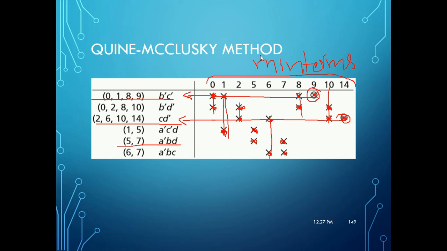Okay, so now the final expression is F equals B bar C bar plus C D bar plus A bar B D. Here B bar C bar plus C D bar are the essential prime implicants, and A bar B D is a non-essential prime implicant. This is the final expression of your problem.